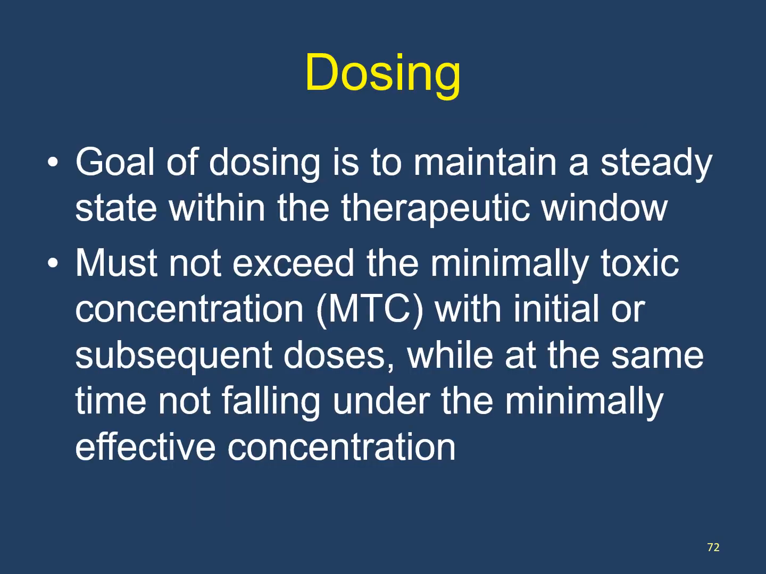And then finally, speaking of dosing. The goal of dosing a drug is to maintain a steady state within the therapeutic window. The therapeutic window is that place between the minimally effective concentration and the minimally toxic concentration. In fact, a few slides ago when we were comparing poor metabolizers to extensive metabolizers and intermediate metabolizers, you saw two lines there. One said minimally effective and the other one said minimally toxic.